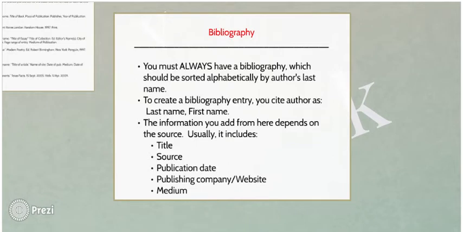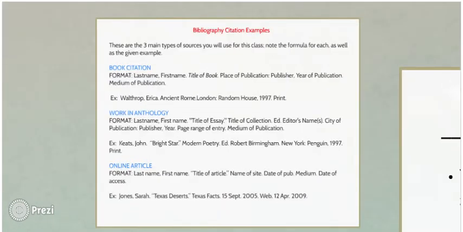The bibliography, you must always have a bibliography. You have to sort this alphabetically by the author's last name. And again, you cite authors to begin with as last, comma, first on a bibliography. And the information that you add from there just depends on the type of source. Usually you need the title, the source itself, the publication date, the publishing company or website or whatever source it may be, and then the medium, meaning print, web, etc. For example, on the bibliography, I've given you 3 here. Again, you can pause this if you need, take a screenshot of it.